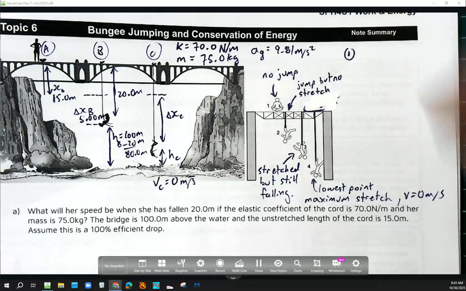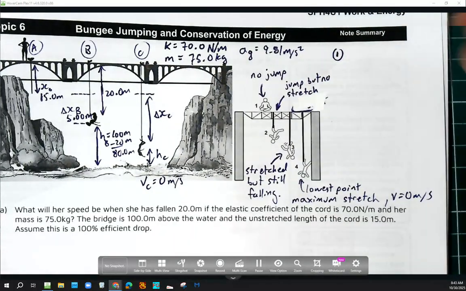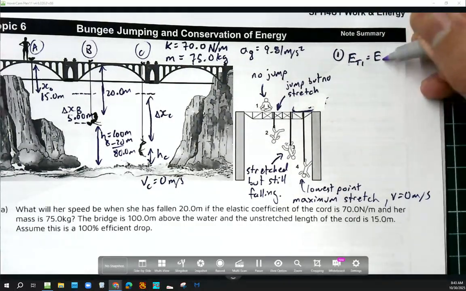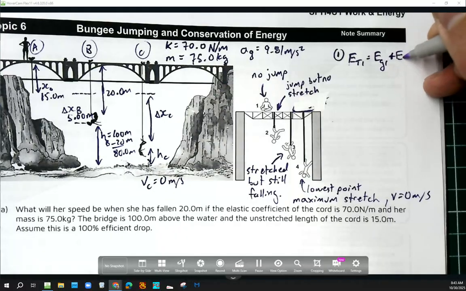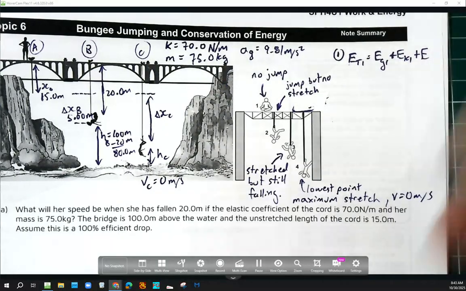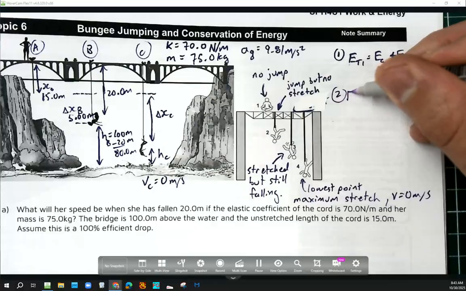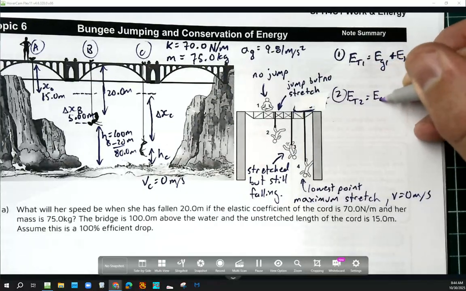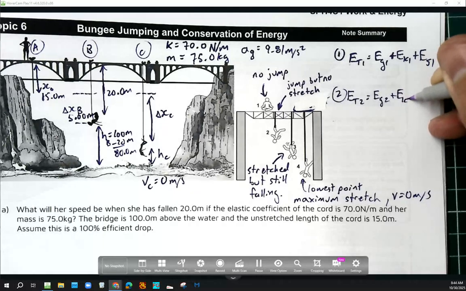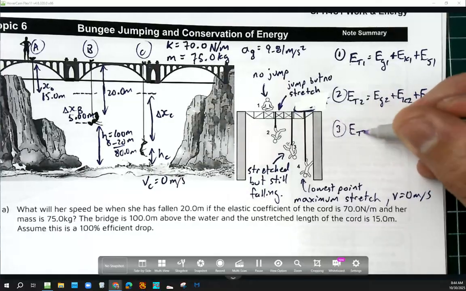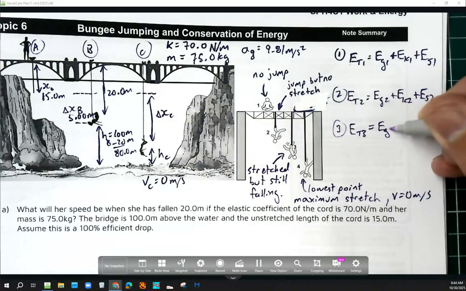I could come up with an equation for scenario 1. For scenario 1, if I was going to calculate E total for position 1, it would be EG1 plus EK1 plus, let's call it spring energy, S1. And that's what we're going to claim is the starting energy for each of these. So maybe I'll just go through and do that for each of them. E total 2 is EG2 plus EK2 plus ES2. And the same thing for 3 and 4, only with 3s and 4s in the subscripts.